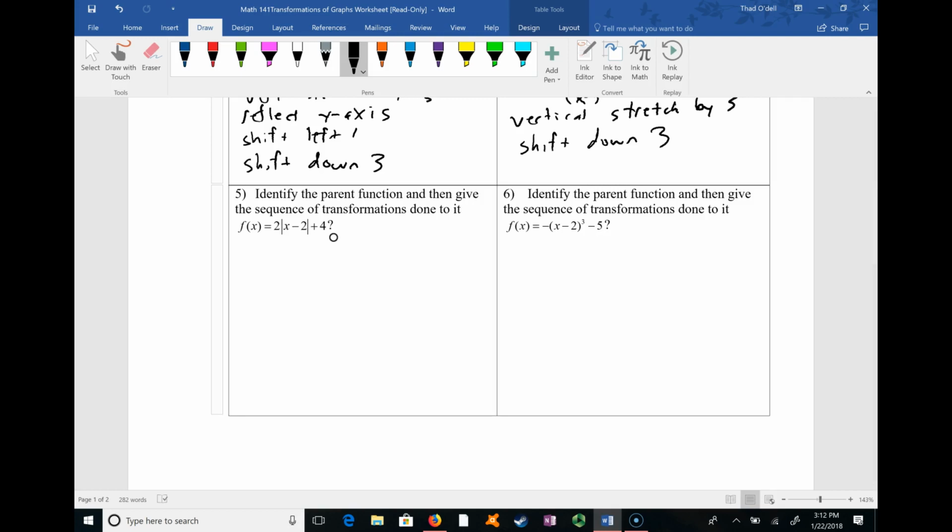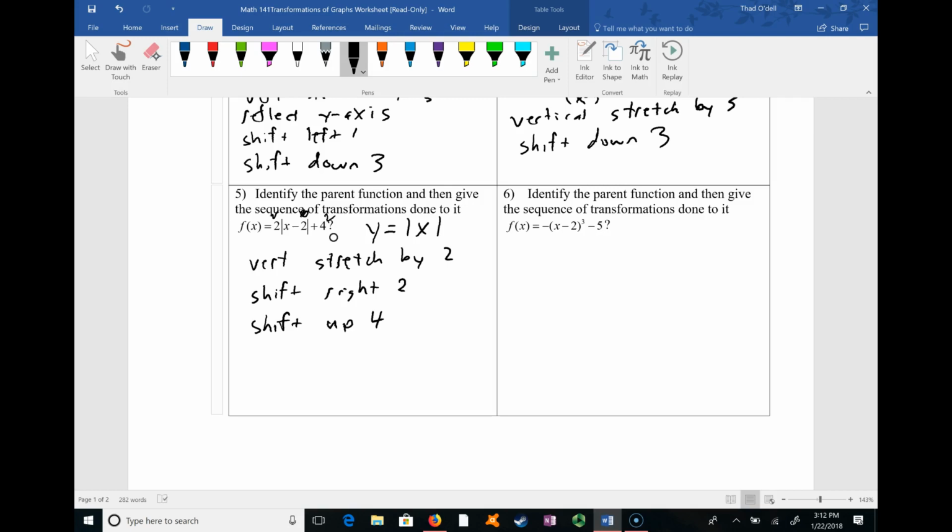So here we go, identify the parent function. The parent function is absolute value of x, and we got a 2 going on in there, a 2 going on in there, and a 4 going there. So the first 2 is going to produce a vertical stretch by 2. The second 2 is going to shift to the right 2, and that 4 in the end is going to shift up 4.